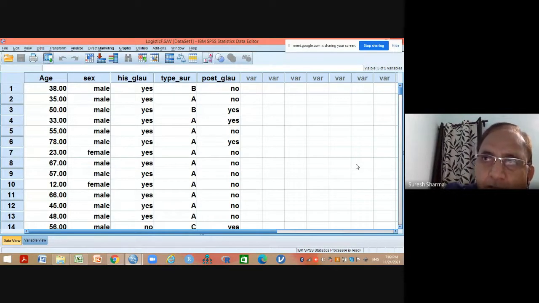And if there are smaller frequencies, then the substitute for chi-square is Fisher's exact test. And here it was counting. What is the substitute? Fisher's exact test.